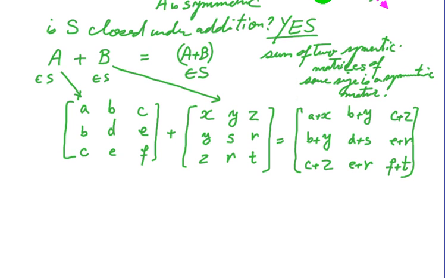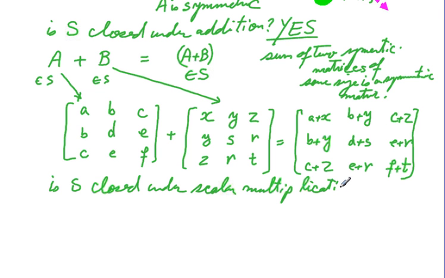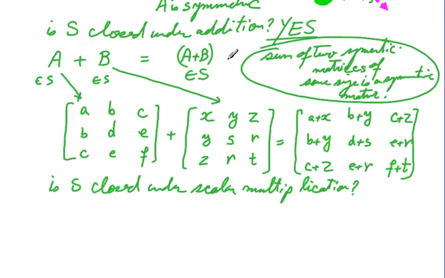How about, is S closed under scalar multiplication? Yes. How do you translate it into an English phrase? You take a symmetric matrix, multiply it by something, like double it, triple it, or something. The entries are still symmetric.